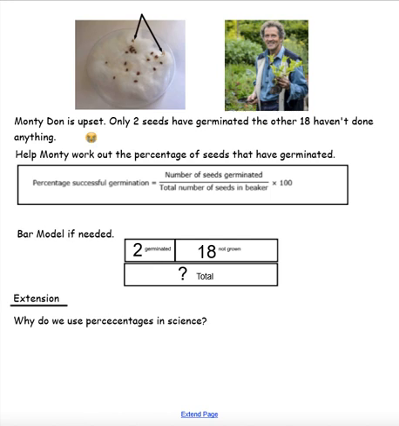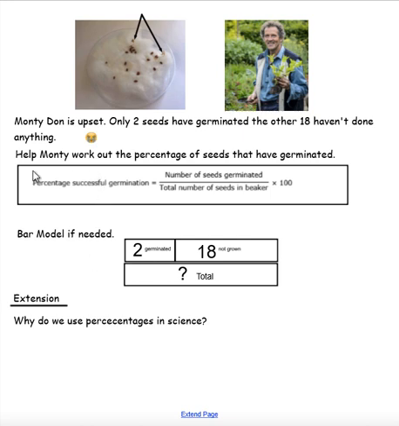Okay, so Monty Don is a very famous gardener. He presents Gardener's World, and he is upset. Only 2 of his seeds have germinated. The other 18 haven't done anything. He wants your help to work out the percentage of seeds that have germinated.